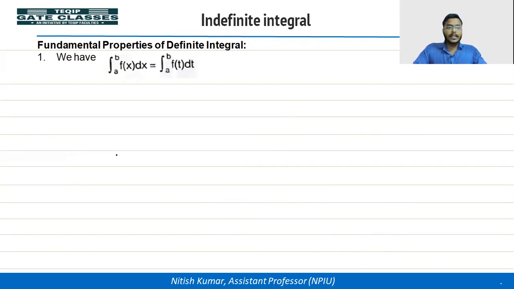So the first fundamental property we have: integration a to b of function f(x) with respect to x is equal to integration of function f(t) with respect to t from a to b.